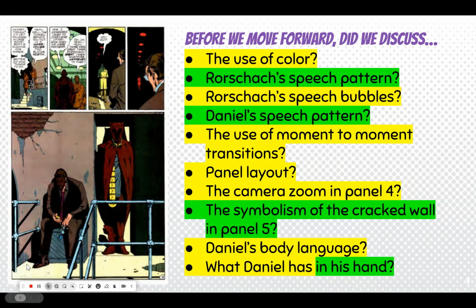And hopefully you can see on the board, did you also note what Daniel has in his hand? You should have noticed that it's the Comedian's button, the smiley face with the drop of blood on it that Rorschach took from the murder scene earlier in the chapter. Why might that be important? And how might it be a symbol for something greater or more important, especially when it comes to the author's message about identity in this scene?